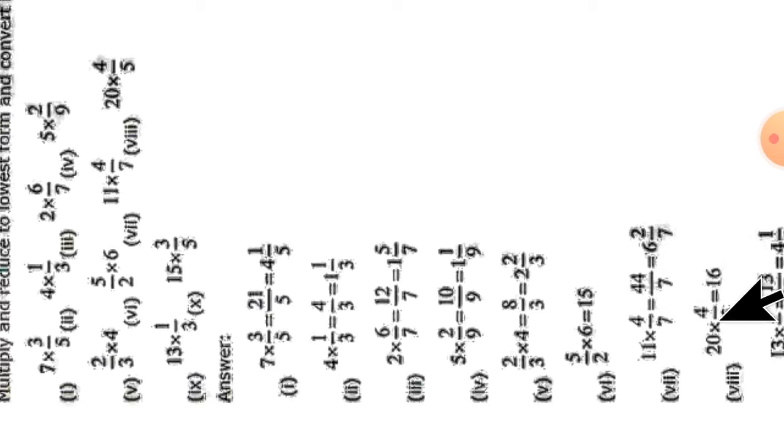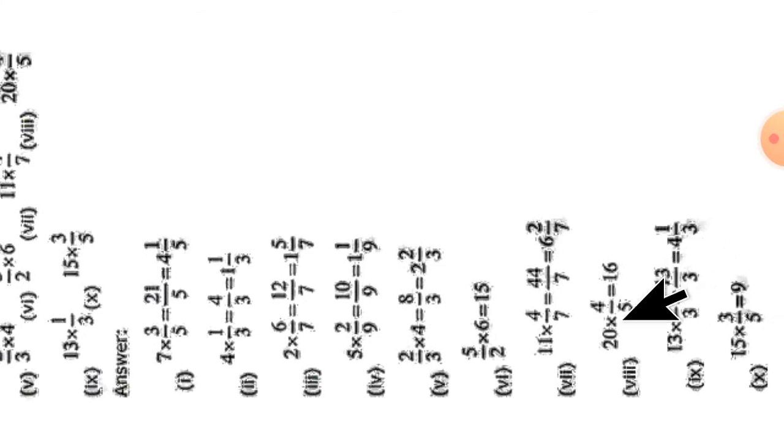And 20 into 4 upon 5 equal to 16. How it will be 16? 5 1s are 5, 5 4s are 20. So 4 4s are 16. So 16. 13 into 1 upon 3 will be 13 1s are 13. So 13 upon 3 equal to, divide 13 by 3, you will get 4 integer 1 upon 3. 15 into 3 upon 5, it will be 5 1s are 5, 5 3s are 15. So 3 3s are 9.